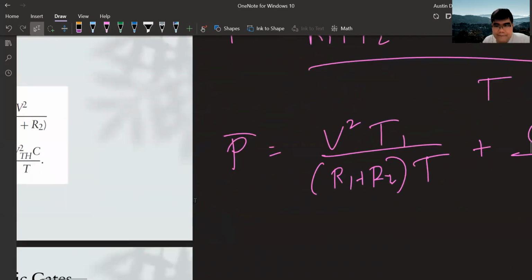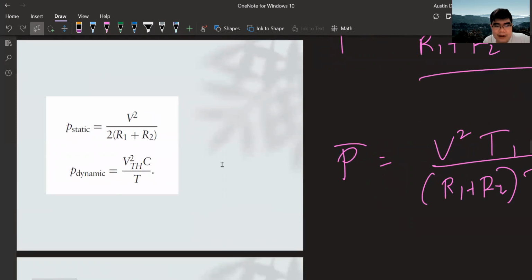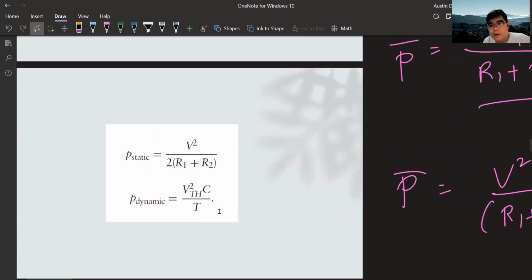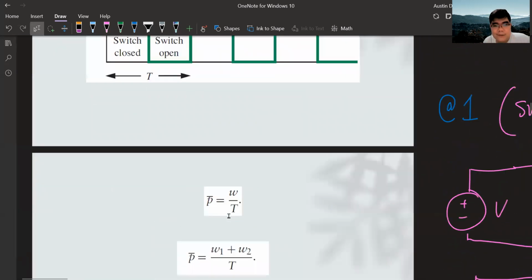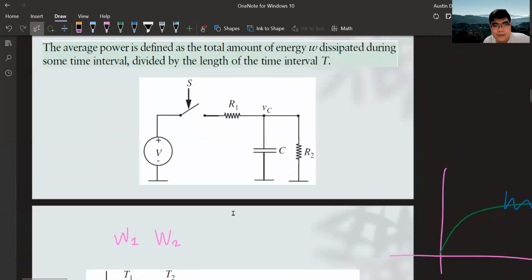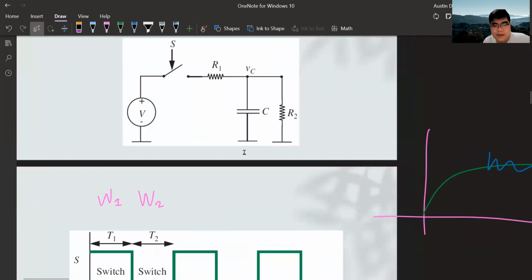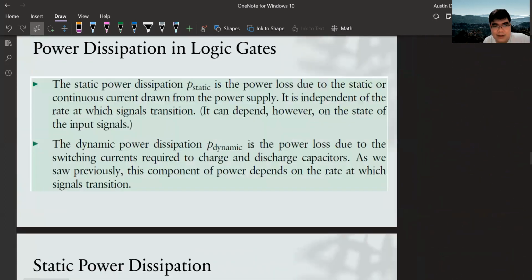Syempre. Okay? So yung static power, it's like the dissipated power of the system kapag pinatay mo yung mga capacitors and inductors. Okay? So, pag pinatay mo to, yan yung parang dinidissipate at time t1.